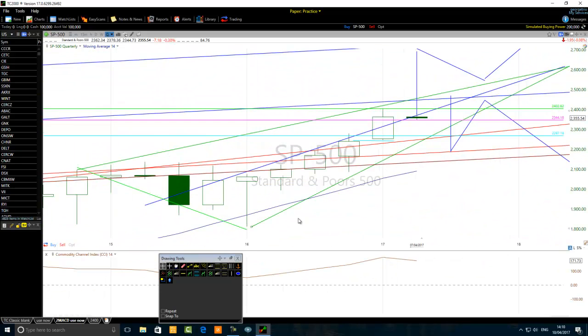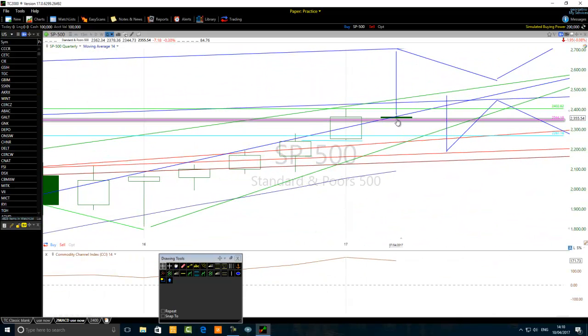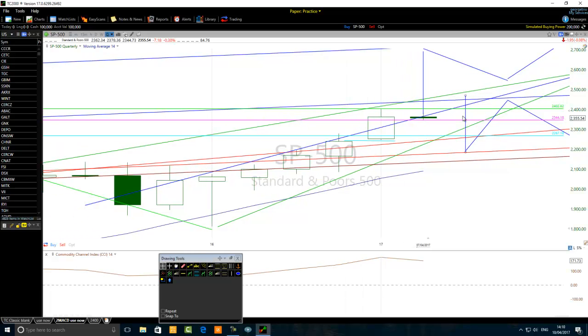And if you look carefully on my chart, the S&P 500 is now touching the median line of that triangle, all right?